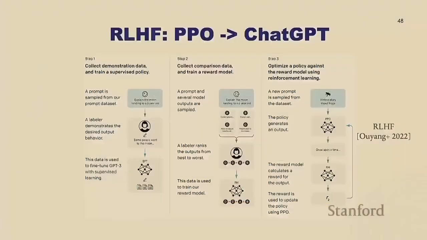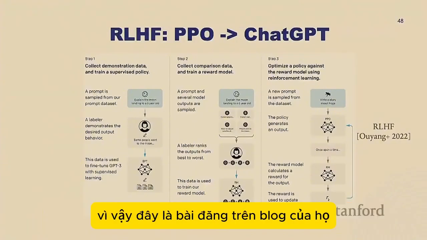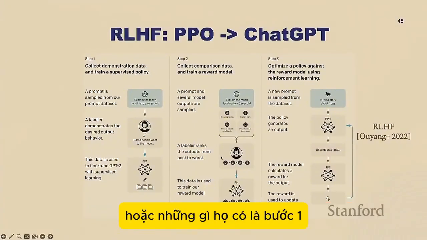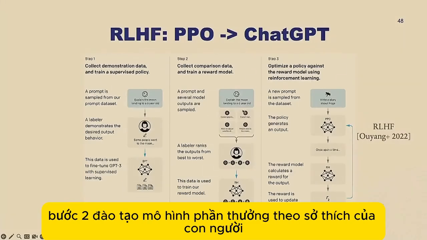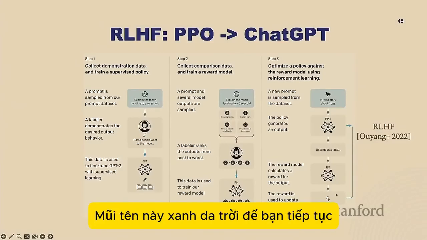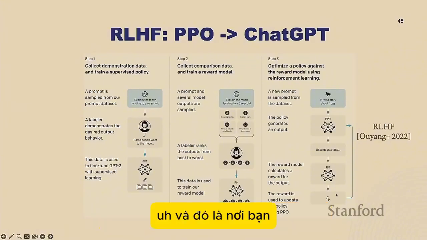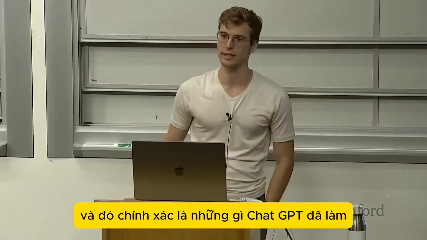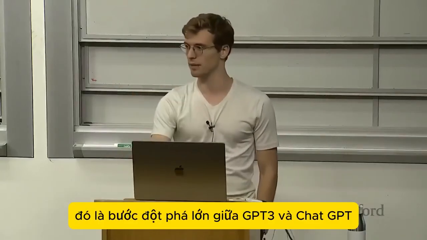Great. So PPO is exactly what ChatGPT did originally. Here on their blog post, step 1, do supervised fine-tuning, which now you all know about. Step 2, train a reward model on human preferences. Step 3, do PPO, multiple steps, which is where you see this blue arrow. So you train the model once with the PPO, you collect new data, you continue. And that's exactly what ChatGPT did. And that was a big breakthrough between GPT-3 and ChatGPT.